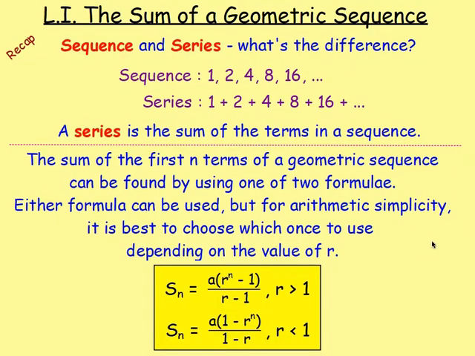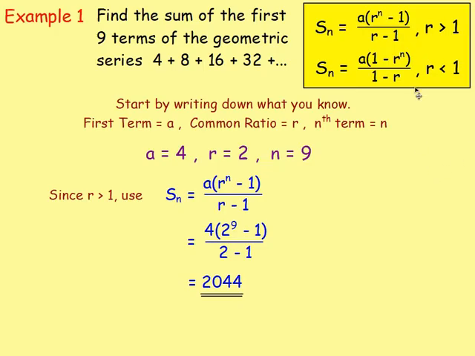We then looked at the sum of a geometric sequence as well. So your geometric sequence, remember, is when you're multiplying by the same thing every time, and we can work out the sum of a geometric sequence by using one of two formulas. It does not matter which one you use, but it makes it easier arithmetically if r is bigger than 1 to use this formula here. If r is less than 1, use this formula here.